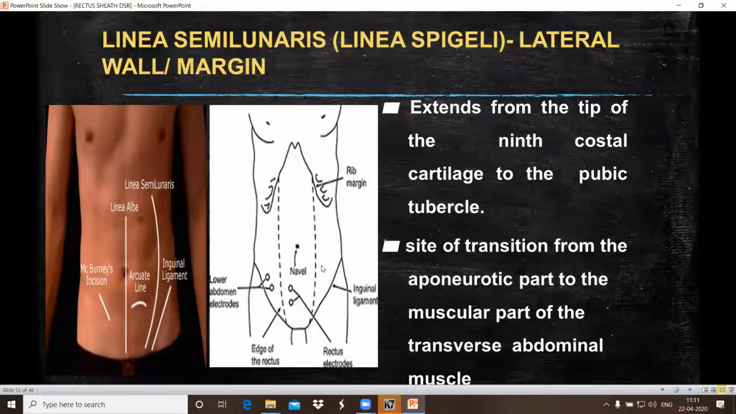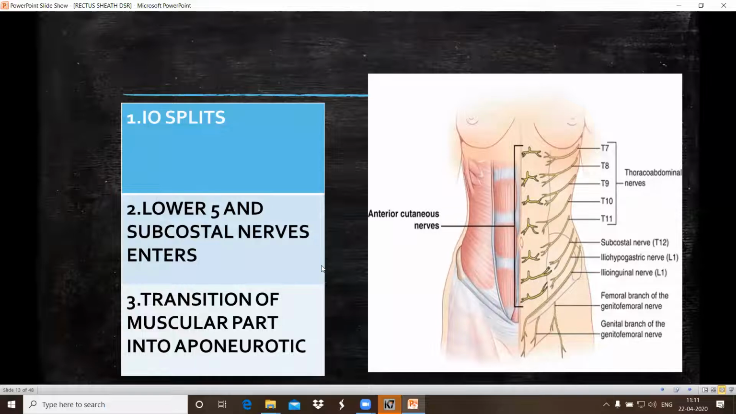Here, at the linea semilunaris, the lower six intercostal nerves pass this line and enter into the rectus sheath. That's why it is unwise to give an incision here. If an incision is given here, the nerves get damaged and nerve supply to the rectus abdominis is lost, which leads to rectus abdominis paralysis.